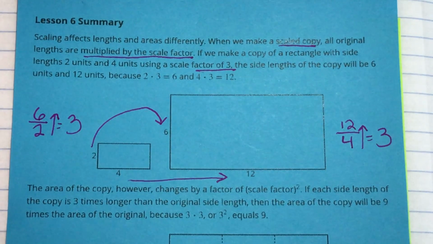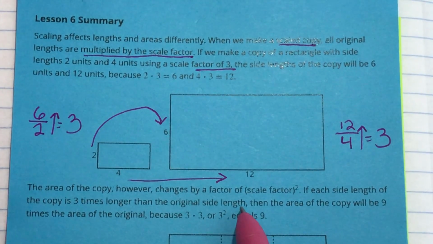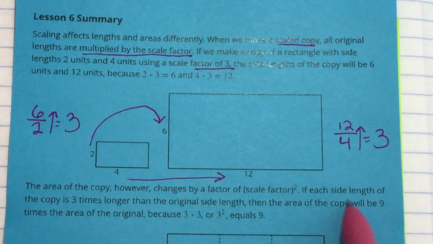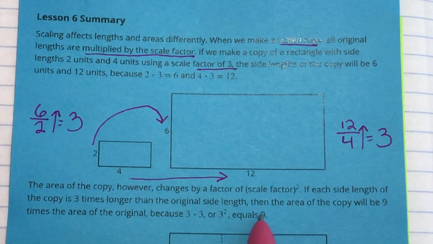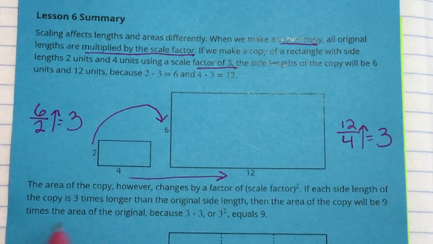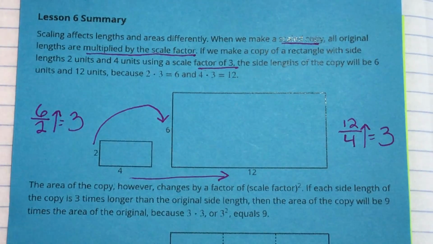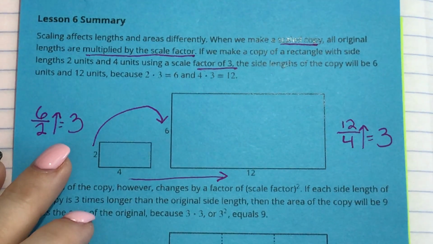The area of the copy, however, changes by the factor of scale factor. So what that means is if each side length of the copy is 3 times larger or longer than the original, then the area of the copy will be 9 times. Okay, so all that really means is if your scale factor is 3, then the area is going to triple.